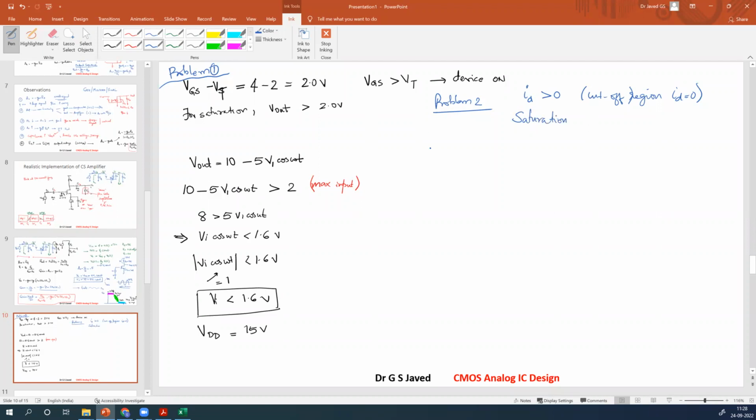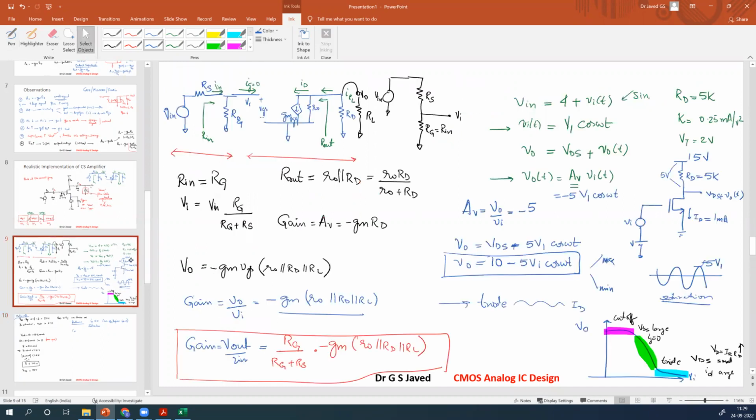For saturation, what will be the ID? ID value will be given as VDD minus the drop across R0. Simple, at the drain resistor. What does it look like? Let me reuse this.